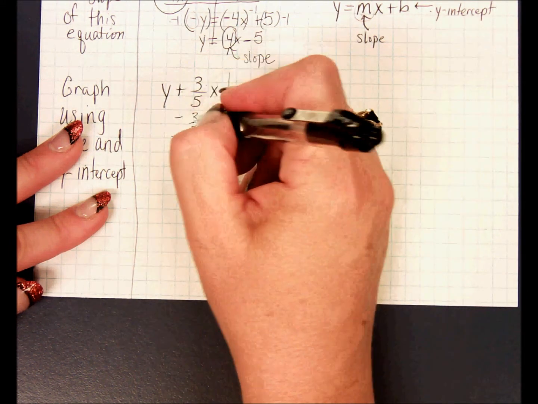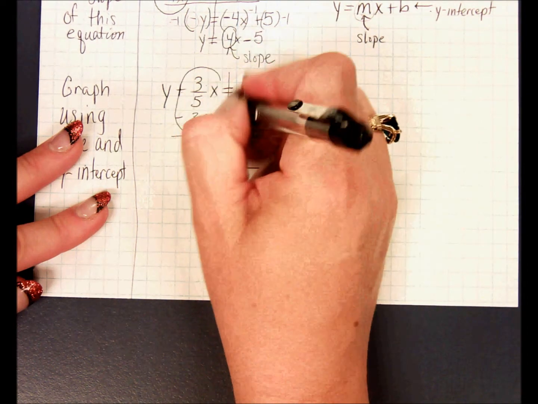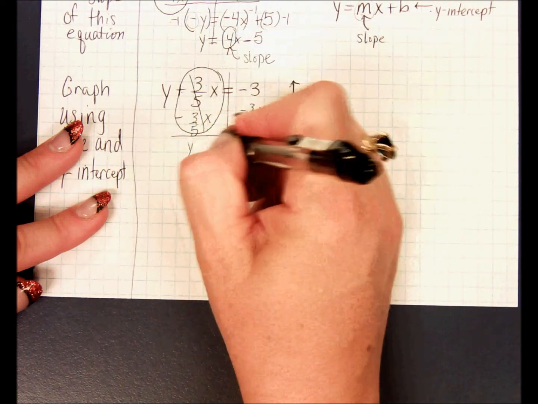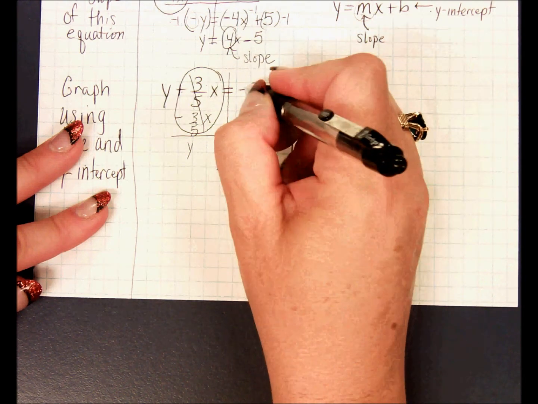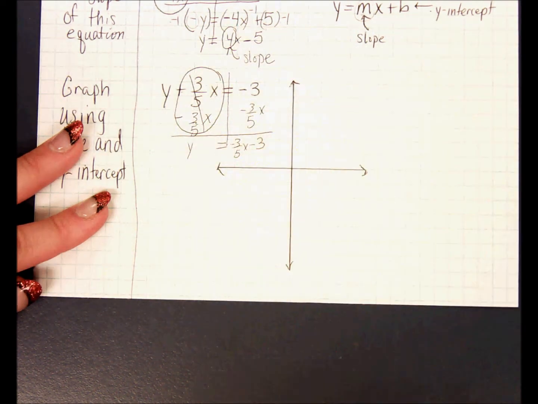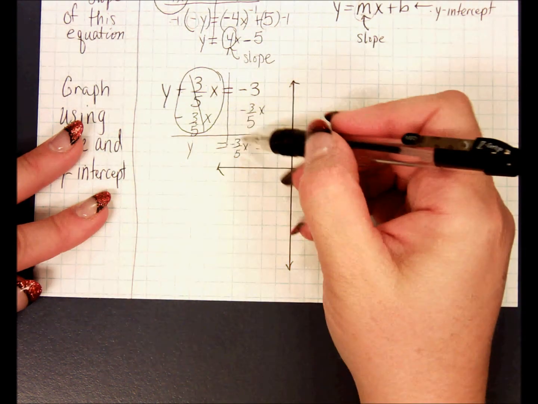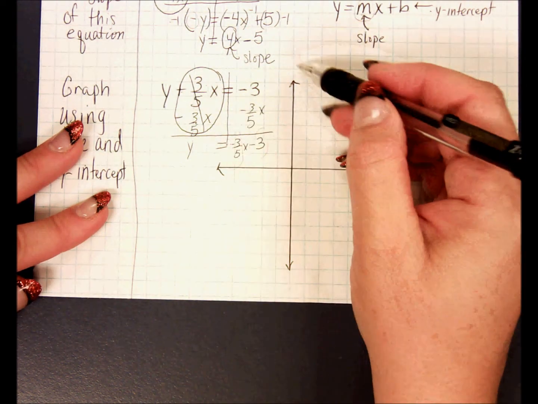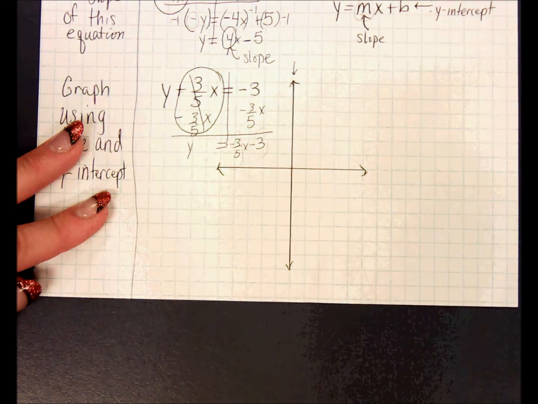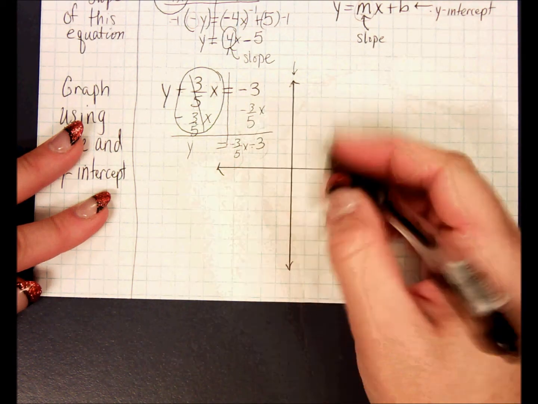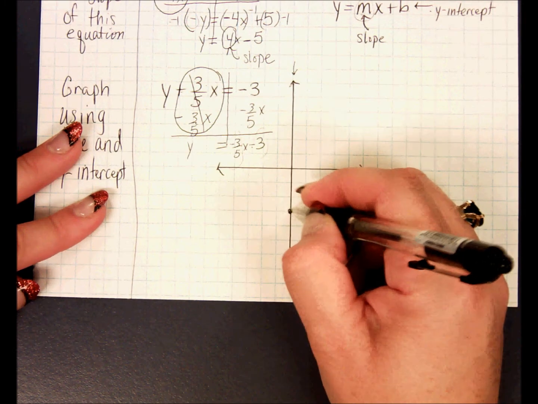3/5 x minus 3/5 x is a 0, and I'm left with y. Over here I get minus 3/5 x and minus 3. Okay, so now this is my slope and this is my y-intercept. Remember that this is your y. The y-intercept is where it crosses over the y. So you have minus 3 right here is where it's going to cross over the y.